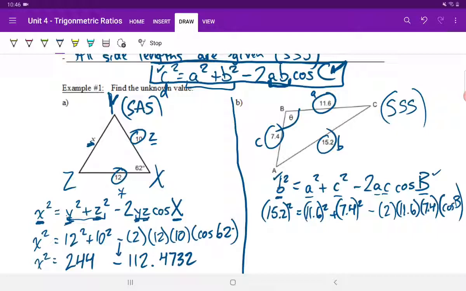So let's start on the left. We've got 15.2 squared, okay, is 231.04 equals 11.6 squared, okay, is 134.56 plus 7.4 squared.